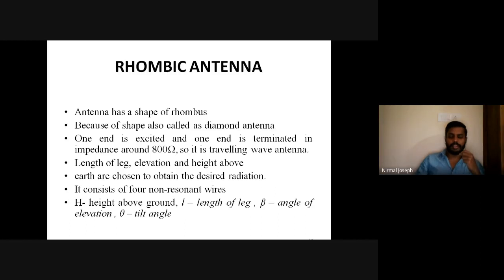Here is the main difference between the V antenna and the rhombic antenna. The rhombic antenna is a traveling wave antenna, or non-resonant antenna. Hence it is terminated at an impedance of around 800 ohm. We cannot set this up as a standing wave antenna. So this is a traveling wave antenna.